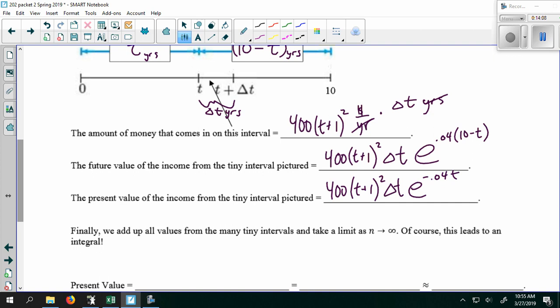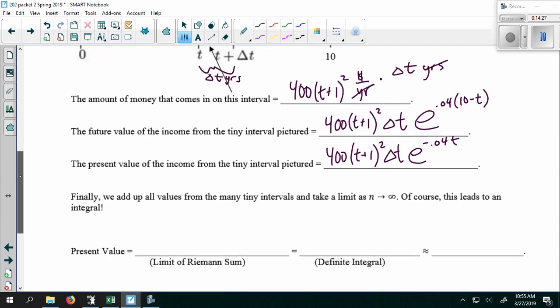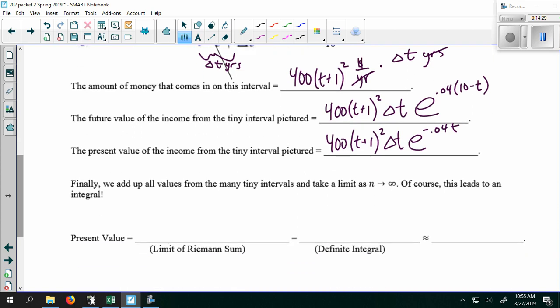So finally, now I know the future value and the present value of the money that comes in on this tiny slice of time. Now I just have to add all these up. And when you take a limit as the number of slices goes to infinity, you get, of course, an integral. All right, so this is my present value formula for a single slice of time. So I need to add up all my slices.